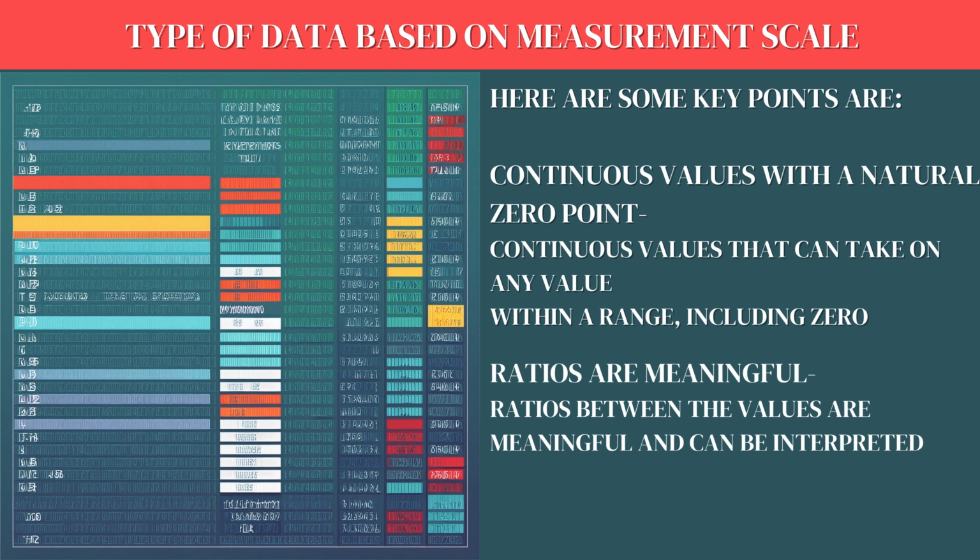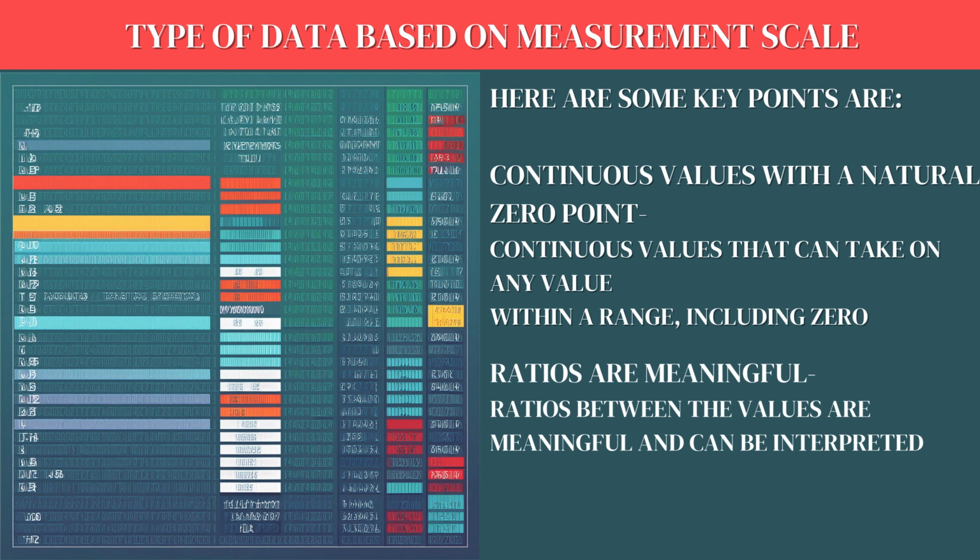It consists of continuous values that can take on any value within a range, including 0. A value of 0 in ratio data represents the complete absence of the measured quantity, such as no sales, no time elapsed, or no wait.